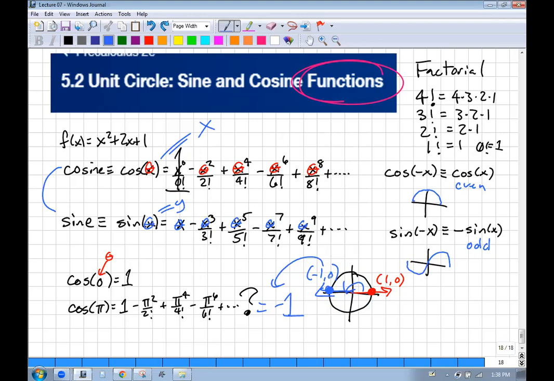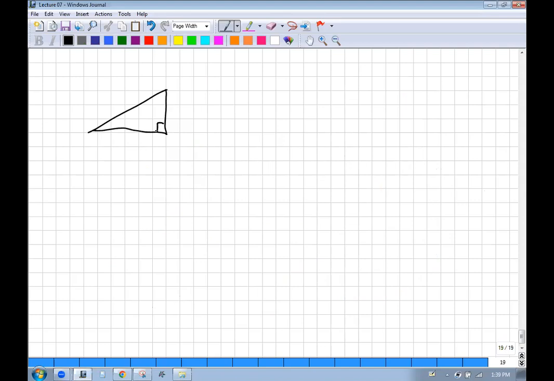Now, sine and cosine existed 2,000 years before this did, all right? Where they came from was a triangle. Here's a triangle. I'll call this theta, all right? I'm going to label the sides. I'm going to call this the side adjacent to my angle. This is the side opposite. And then this is my hypotenuse.